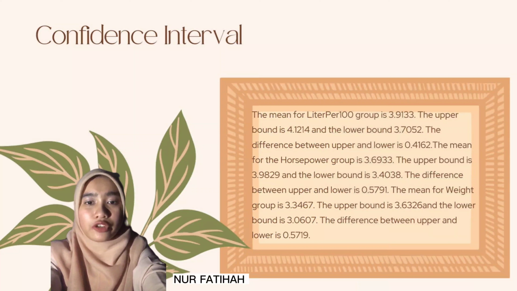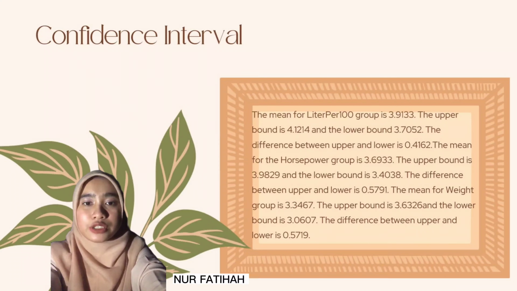So we go into the part of confidence interval. The mean for the liter per 100 group is 3.9133, the upper bound is 4.1214 and the lower bound is 3.7052. The difference between upper and lower is 0.4162.